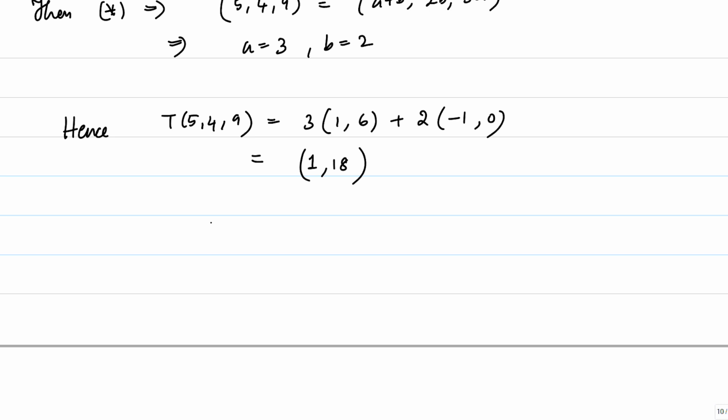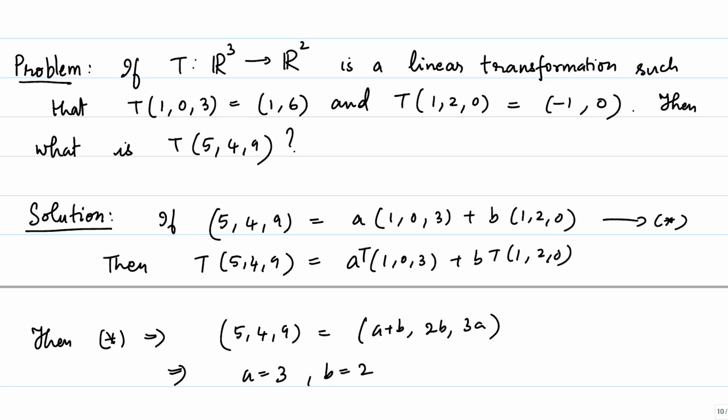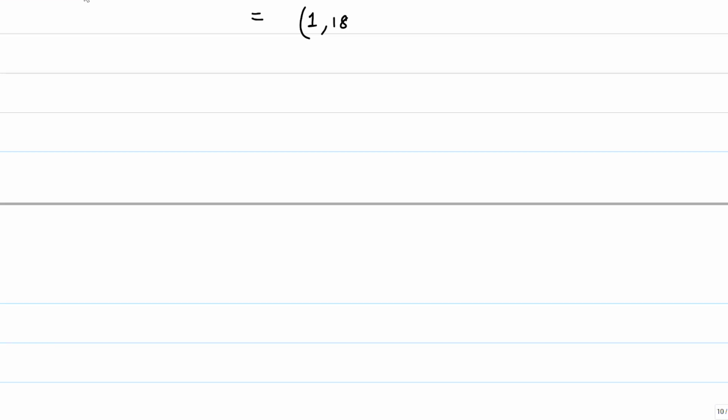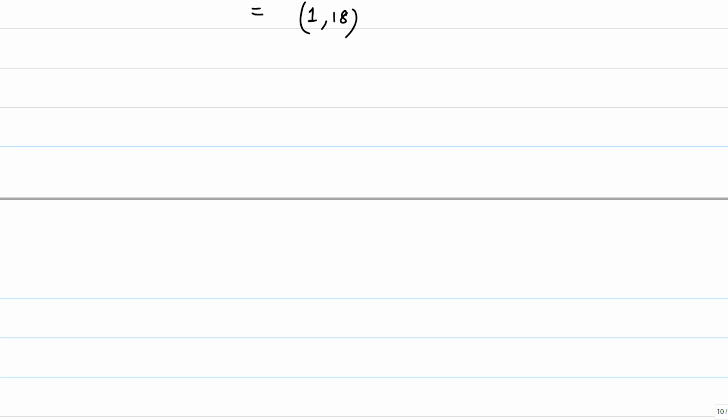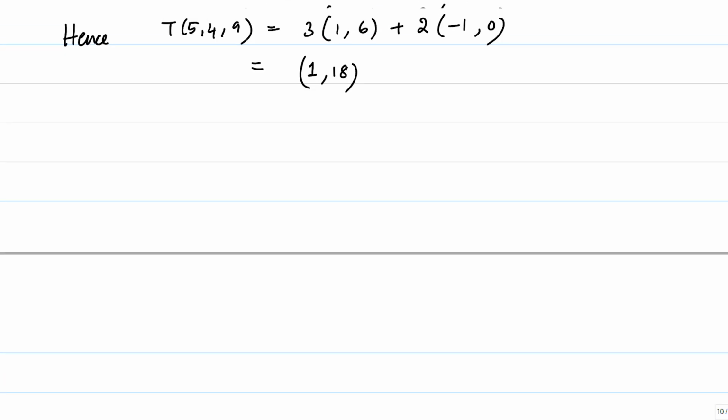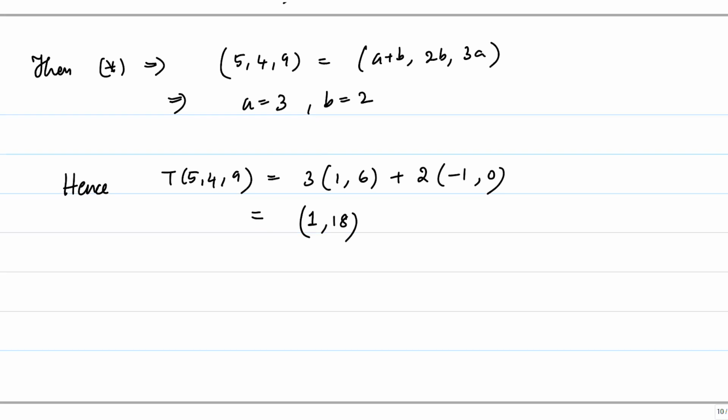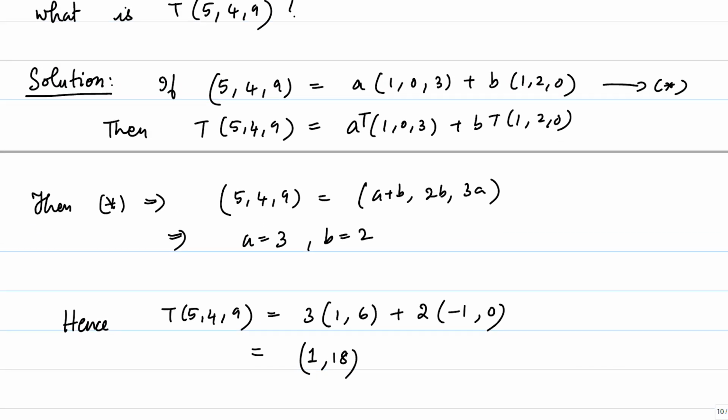R3 has dimension 3, and therefore any basis should have 3 vectors. But here we have only considered the value of T at 2 points, namely (1,0,3) and (1,2,0). We know that 2 vectors cannot be a spanning set in R3. So what have we done here? We have considered the subspace generated by (1,0,3) and (1,2,0). Let's call that, say, W.